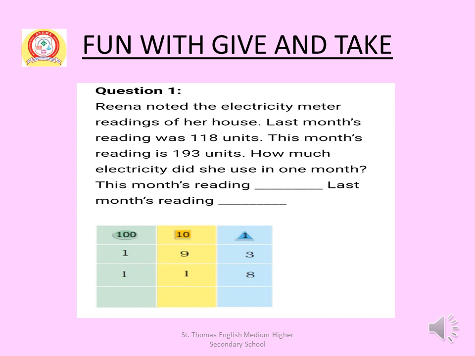Reena noted the electricity meter readings of her house. Last month's reading was 118 units. This month's reading is 193 units. How much electricity did she use in 1 month? To find out this answer, we will do subtraction and I will show this in the next slide.